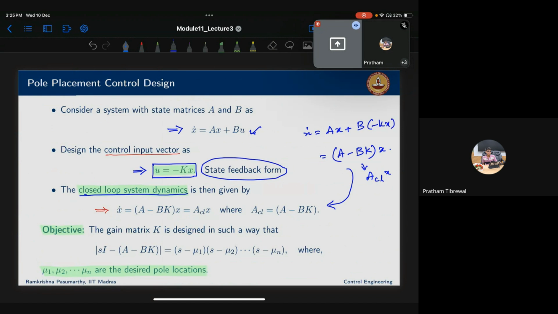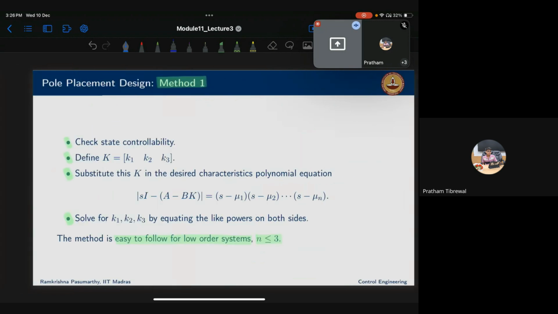Now the objective is to design this K matrix in such a way that, if you take the characteristic polynomial of the A matrix, it is det(sI minus A). Here, the characteristic polynomial of the closed loop system is det(sI minus A plus BK), which has to be equivalent to (s minus mu1)(s minus mu2) and so on up to (s minus mu n), where these mu1, mu2, up to mu n are the desired pole locations. Is this clear? You can see this example.